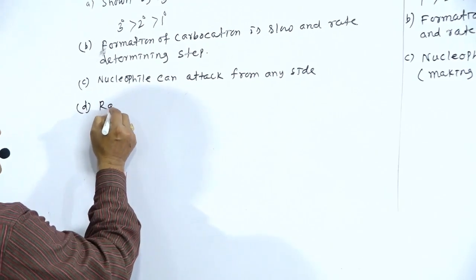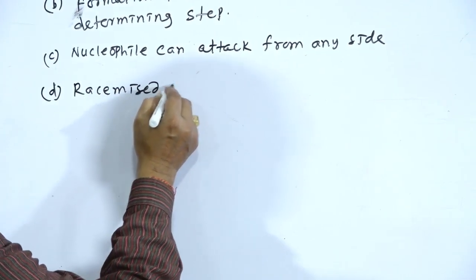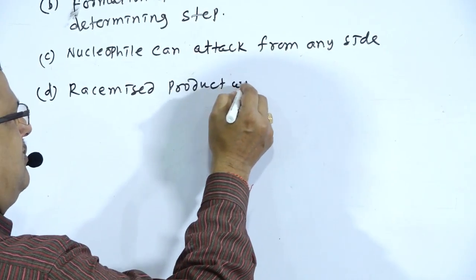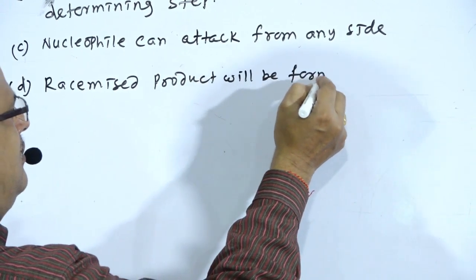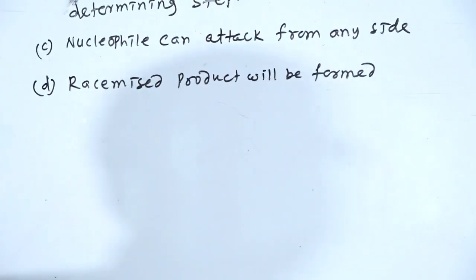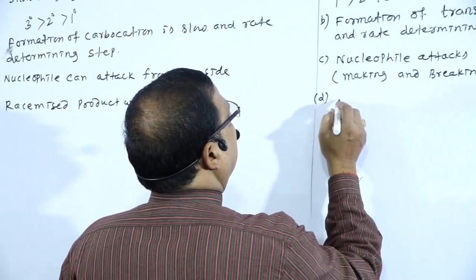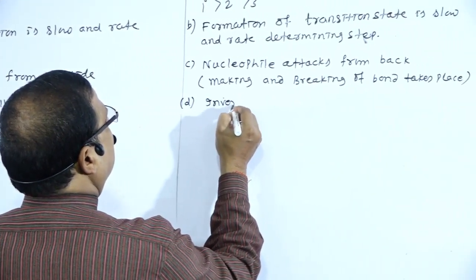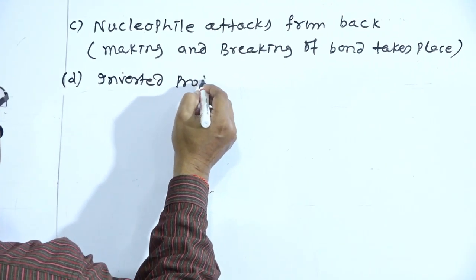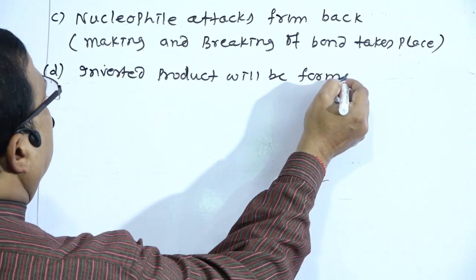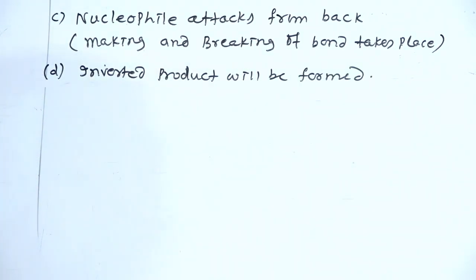In this case, racemic product will be formed. In the other case, inverted product will be formed.